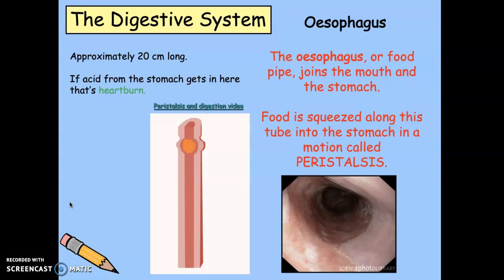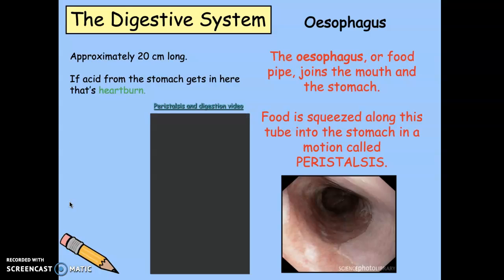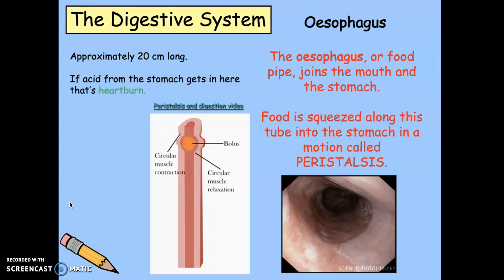Next up, we have the esophagus. So again, you can write a subheading called esophagus, and then you can write down the notes that are written in red. The esophagus is pretty much roughly 20 centimeters long in an adult. Okay, now the esophagus or food pipe joins the mouth and the stomach together.